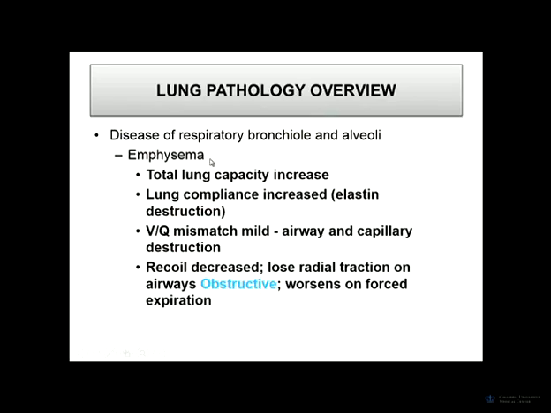Okay. So in emphysema, there is an increase in total lung capacity. Because of the destruction of elastic tissue, lung compliance is increased. Small changes in pressure result in large changes in volume. In pure emphysema, there's a maintenance of the airway and capillary structure, so the VQ mismatch is not severe. In chronic bronchitis, it is. And recoil is decreased from the loss of elastic tissue, so you lose the radial traction on the airways, and this becomes an obstructive lung disease.